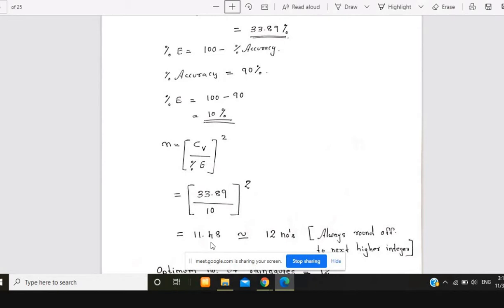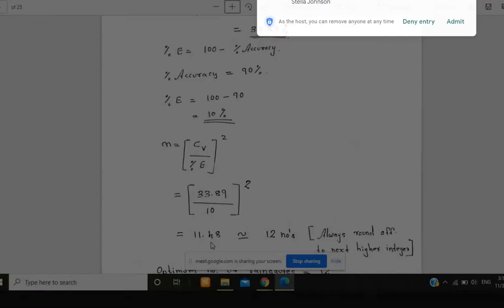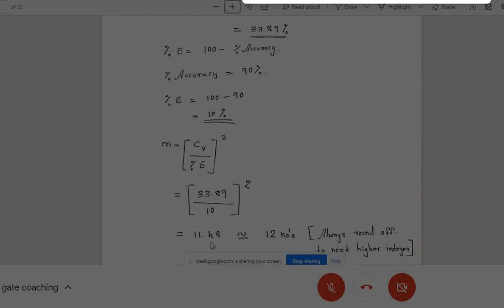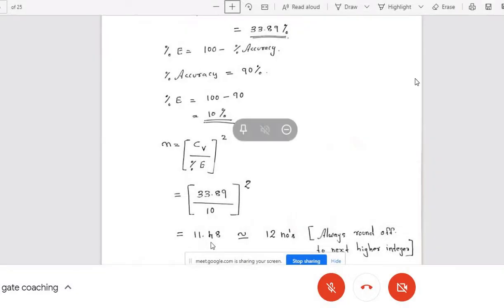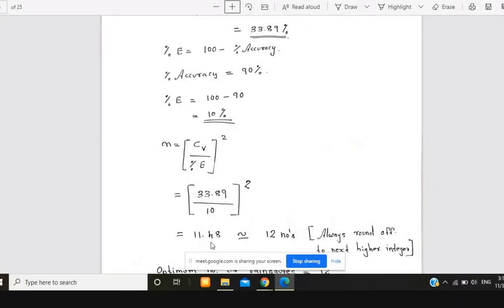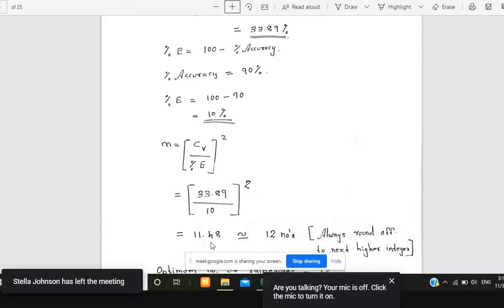Okay, if you obtain like 11.48 and if you're rounding it to 11 numbers, then if you're substituting that value, you won't obtain that 90 percentage accuracy. So to obtain that 90 percentage accuracy, a little more we have to provide. So for 11.48, you can approximate it to 12 number of rain gauges.